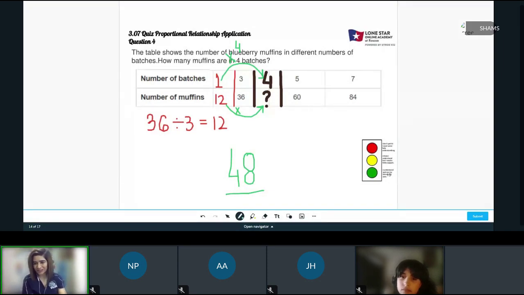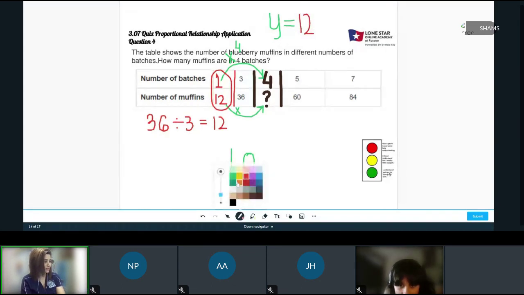I'm going to pause. Are there any questions about this one? Also, let's think about the proportional equation. How will that look? Some of you already answered for the proportional equation. This is a step further. Y equals, refer to your unit rate for 1. In 1 batch, there are 12 muffins. So Y will equal, very good, 12x. This is how the equation looks.